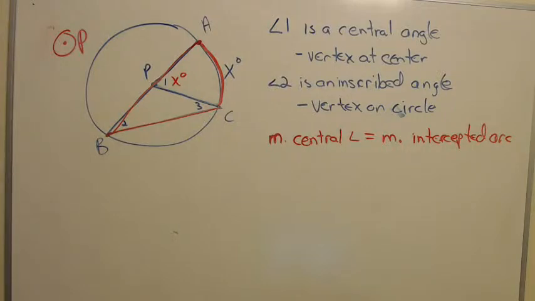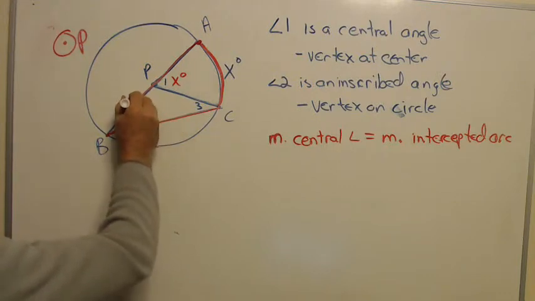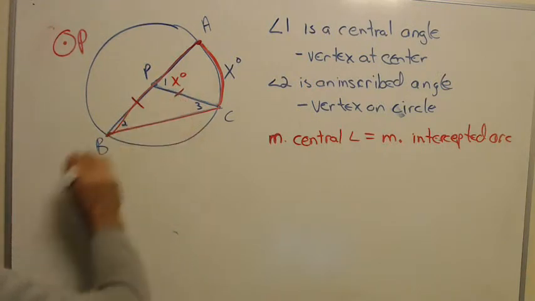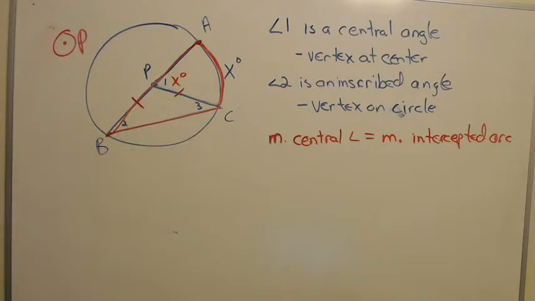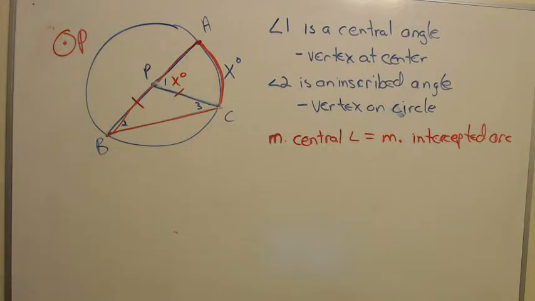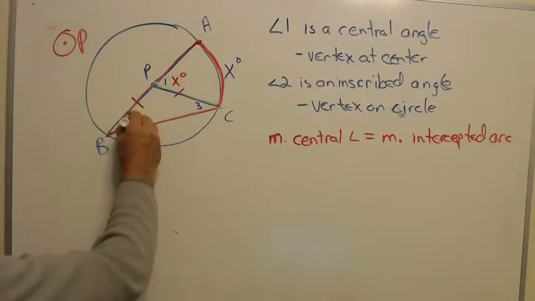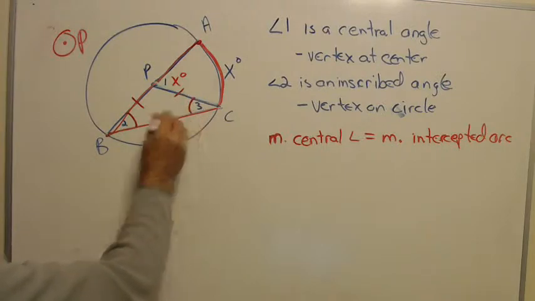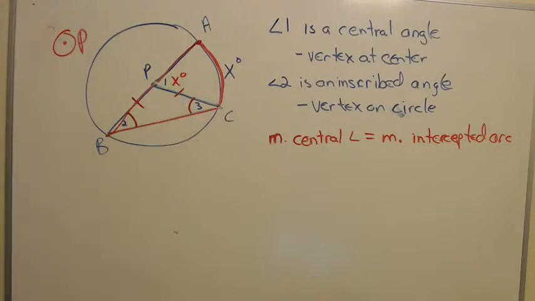So we'd like to see its relationship to x. Is it the same as x, or some fraction of x, or what's the deal? Well, if we notice here, PB and PC are congruent because they're both radii of the same circle. That makes triangle BPC an isosceles triangle. And we have a theorem that says base angles of an isosceles triangle are congruent.